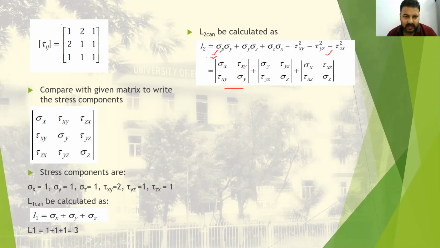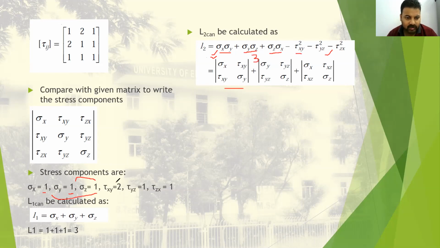For that, sigma x should be multiplied with sigma y. So it is 1 into 1. Then after sigma y plus sigma z, again it is sigma y into sigma z, 1 into 1. Then after sigma z into sigma x, 1 into 1 again. So it is 1 plus 1 plus 1, this is 3. Then after minus tau square xy.